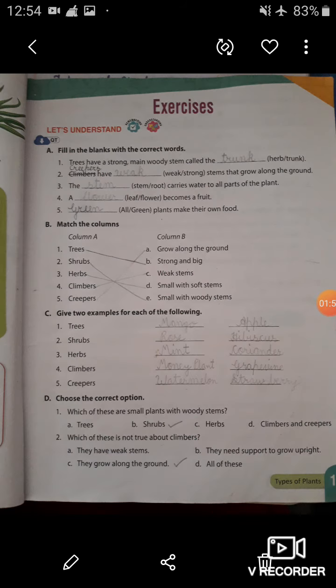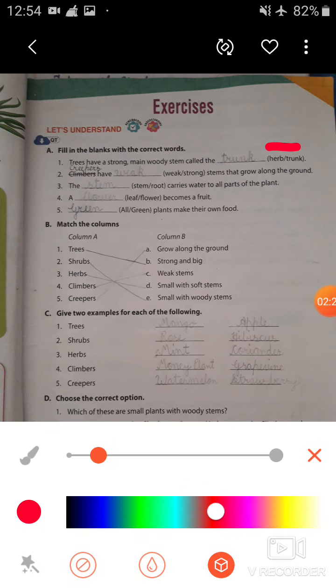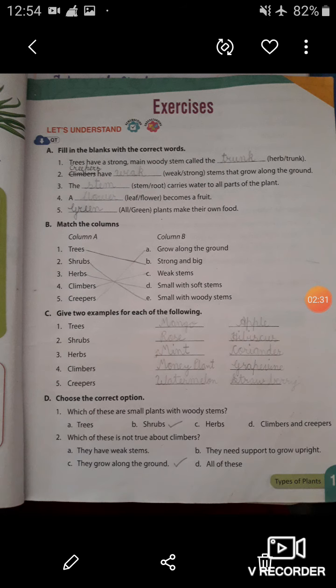Now let's come to the exercises of this chapter. Let's understand. Question number A, fill in the blanks with the correct words. Here the blanks are given and there are 2 options given for each blank. Look here, these are the 2 options given in each blank. So let's discuss it.